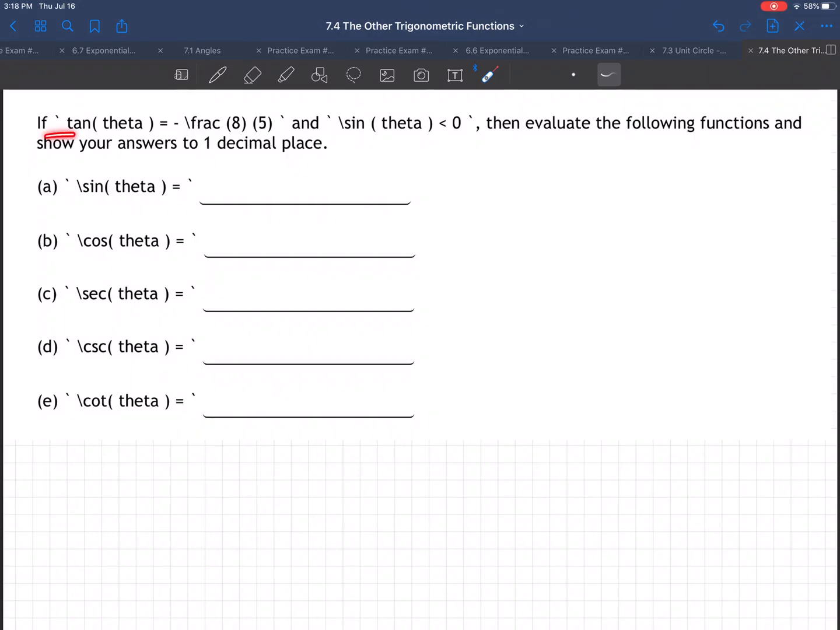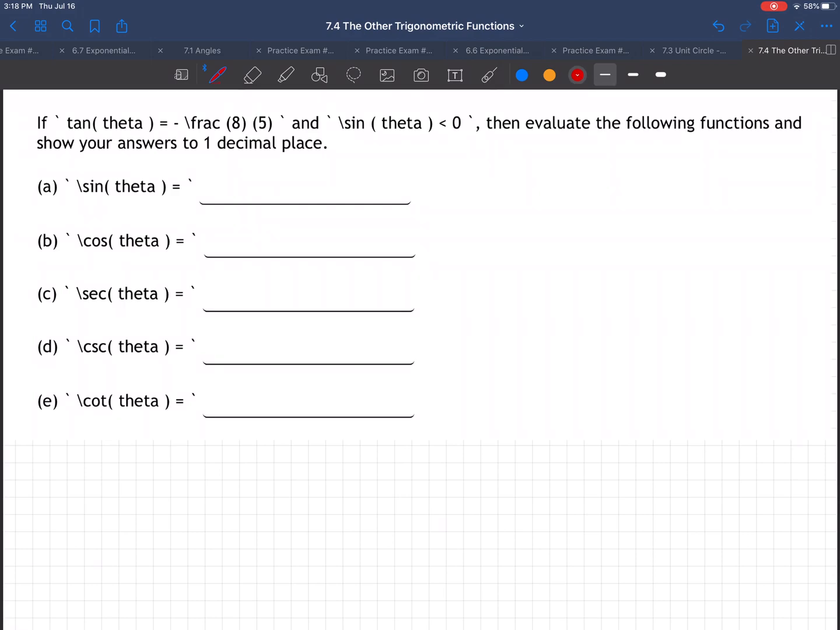Here's an example where they give us tangent is a negative fraction and tell us the sine of theta is less than 0, and they want us to come up with all 5 of the other trig functions other than tangent, which they've already given us. So let me write this out in a way that looks more familiar.